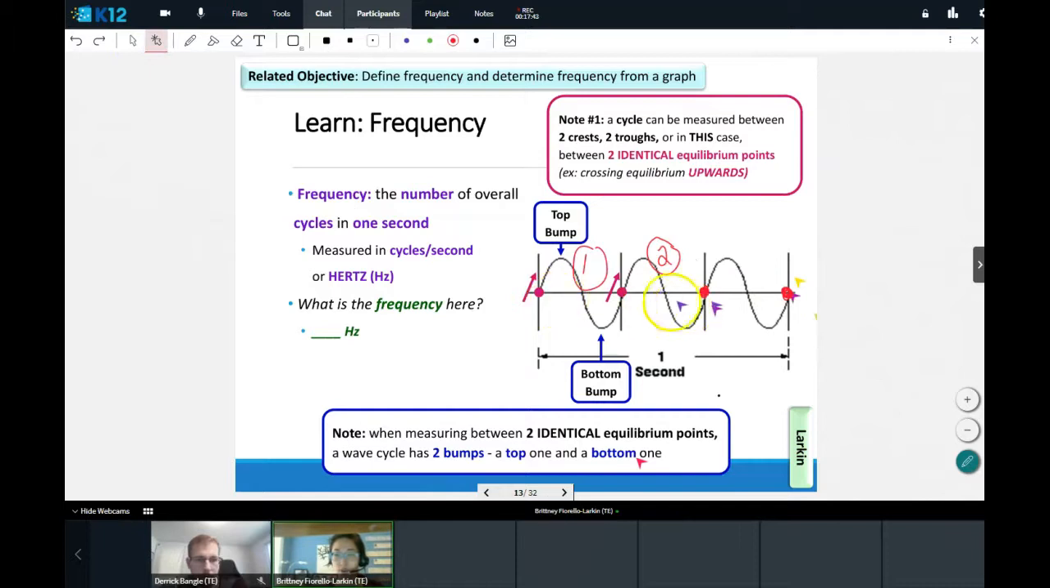We're saying 4, but take a look at how I labeled this. This is the first one. This is the second one. So this should be the third one. Yes, so we have 3 cycles here. And so in 1 second, if I have 3 cycles, that means my frequency is 3 hertz.